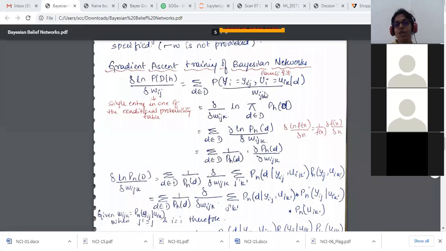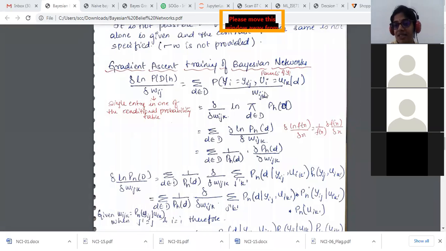Ours is with respect to gradient ascent training of Bayesian networks. We have seen how we calculate the probabilities with respect to the inferences and conditional dependencies. Now, when I'm training a particular model, how do I change the weights of the Bayesian network so that it comes to a correct prediction or classification? We already saw this with gradient descent for naive-Bayes classifiers, where we took it with respect to the likelihood.